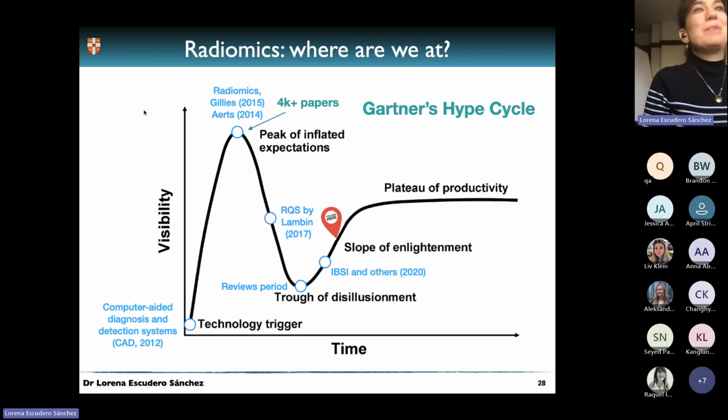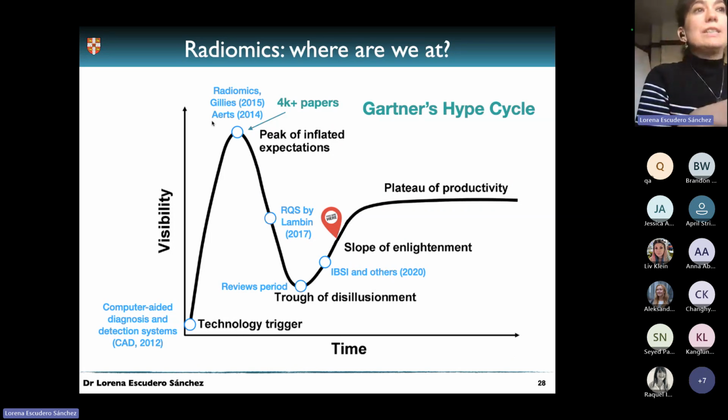Where are we at with radiomics? This is my personal view on them, and I like using this Gartner hype cycle, I find that it can be applied to basically anything in life. Radiomic features appeared between 2012 and 2015, and there was a peak in a couple of years when there were over 4,000 papers about it.